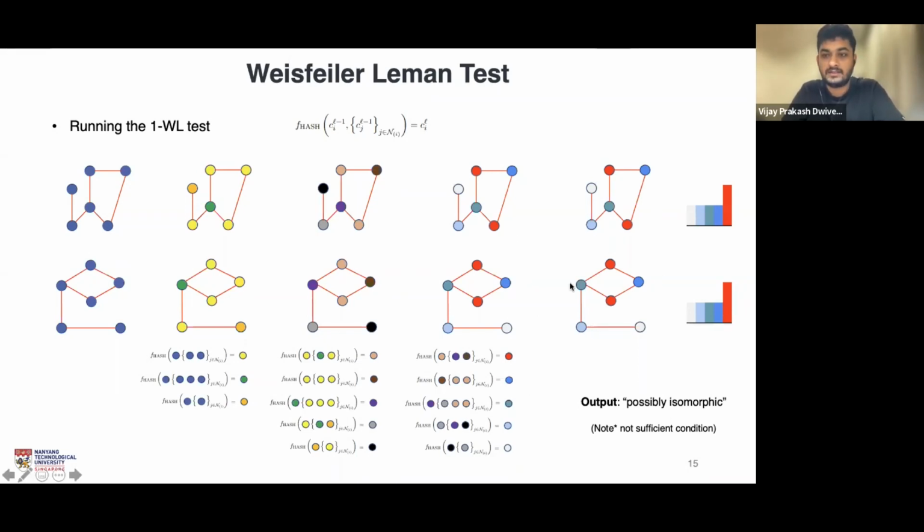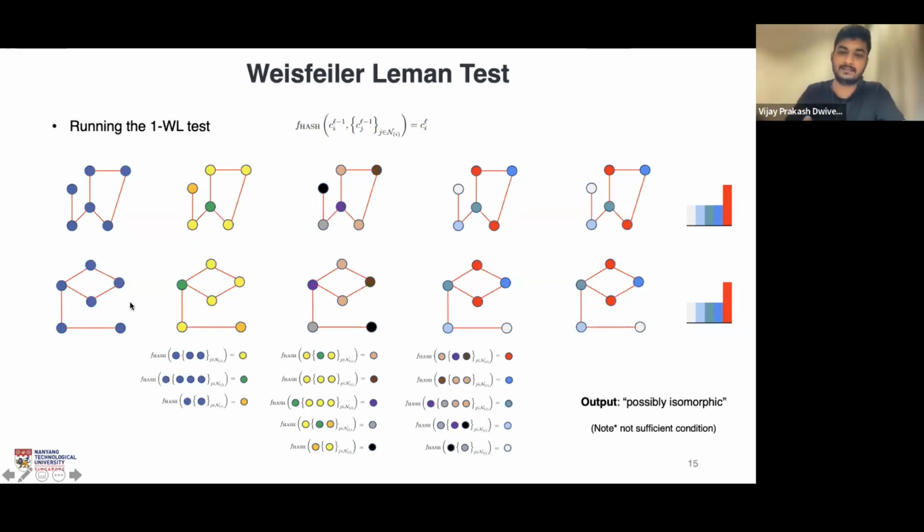So now this becomes the stopping condition, and at this step, whatever color histogram we have will be used to determine if these two graphs are not isomorphic or possibly isomorphic. We see that there is one instance each of the first four colors and two instances of the red color in this iteration. It is the same for both graphs. So the final output is that the color histograms are the same for both graphs. Because of this, the test outputs that these two graphs may be possibly isomorphic.